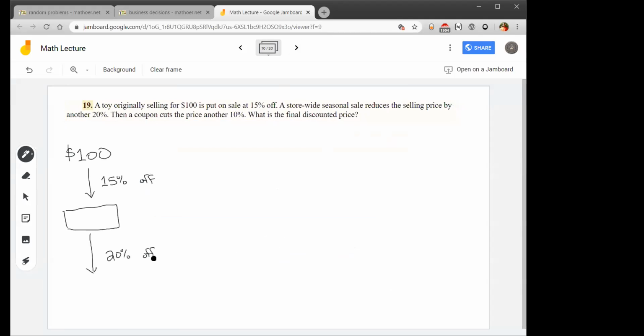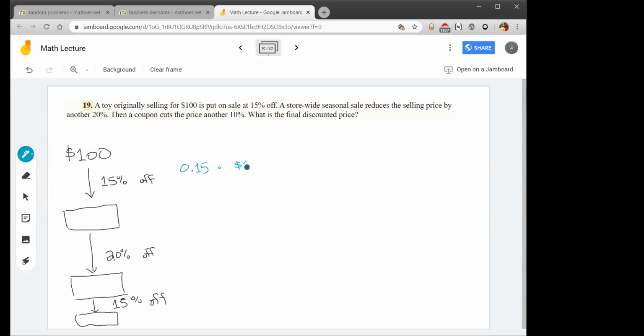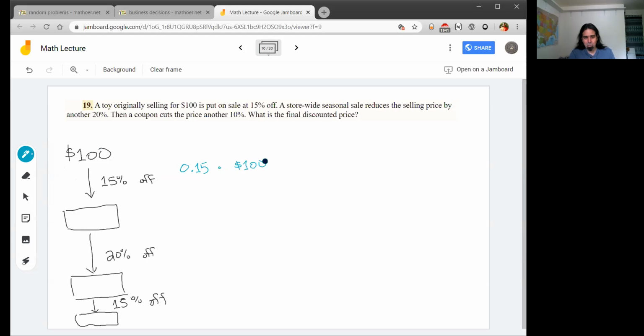Okay, so the first one is 85. Wait, I'm not done yet. And then whatever that is, we're going to go another 15% off. I should have drawn these smaller. So for here, 100. Is it better if I put the 0.15 or the 100 first? Doesn't matter to me. I like the decimal first because I'm thinking 15% of 100. So that gets us 85. So that's 68.